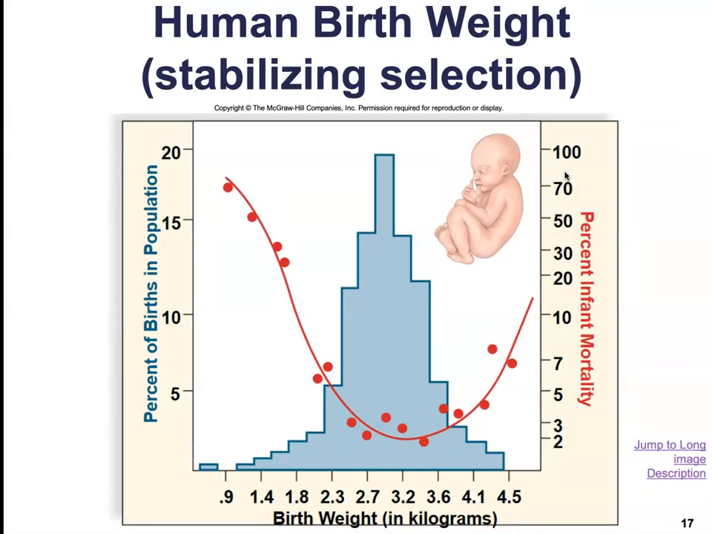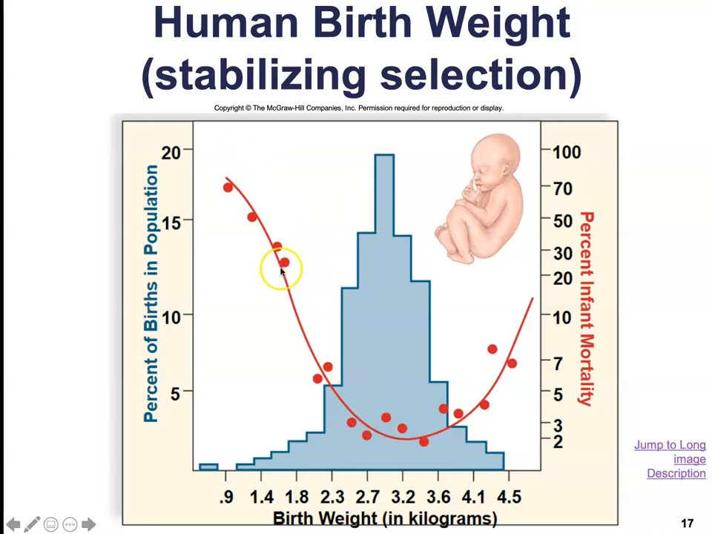A great example of this is birth weight. So this is our stabilizing selection. What we find is as the birth weight goes down, the percent of infant mortality goes up. And as the birth weight goes too far up or too far beyond the mean, we also see the percent of infant mortality go up as well. So what we see is the vast majority of births are going to fall within a very narrow range, between about 2.5 to about 3.5 kilograms is going to be our average birth weight. And most births are going to fall within that category.